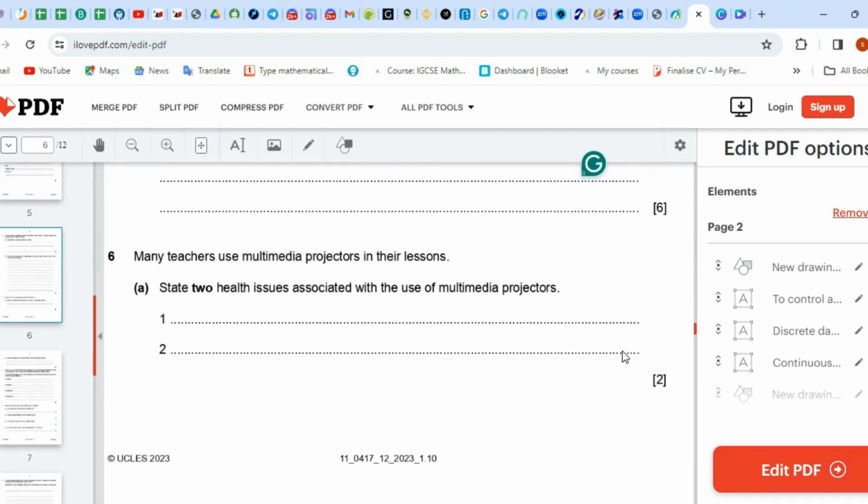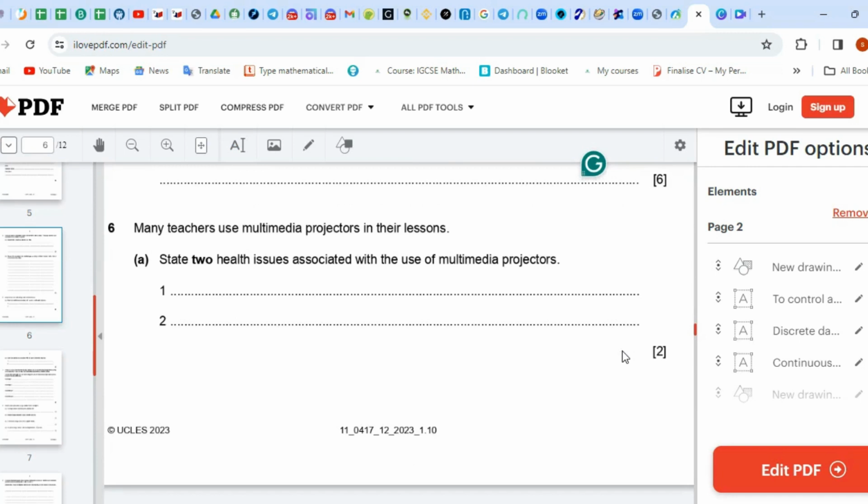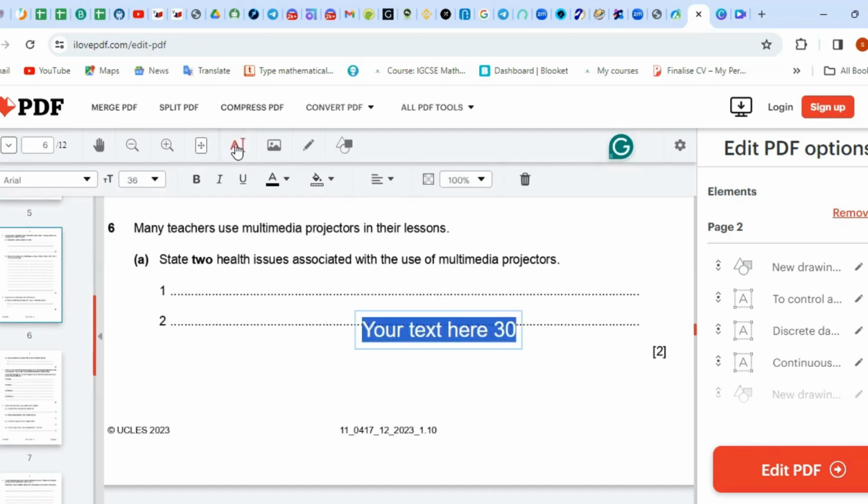Let's go to question number 6. Many teachers use multimedia projectors in their lessons. We all know projectors, right? All right. So many teachers use multimedia projectors in their lessons. A. State 2 health issues associated with the use of multimedia projectors. All right, so what are the health issues associated with using what? A multimedia projector for lesson?